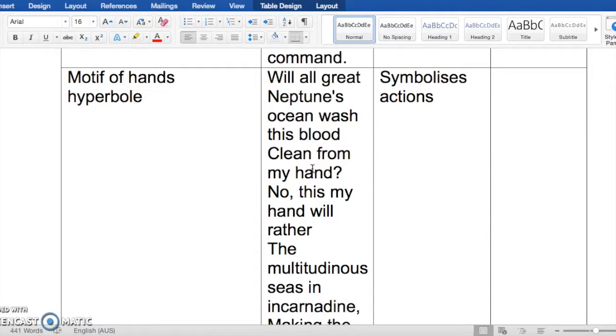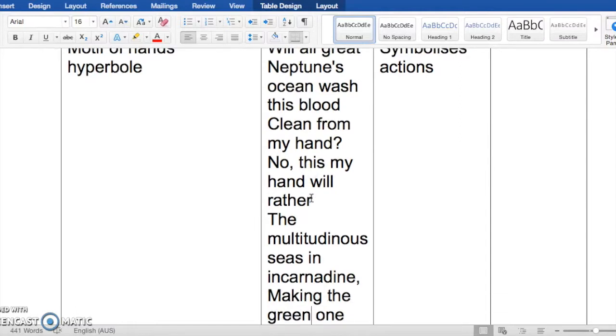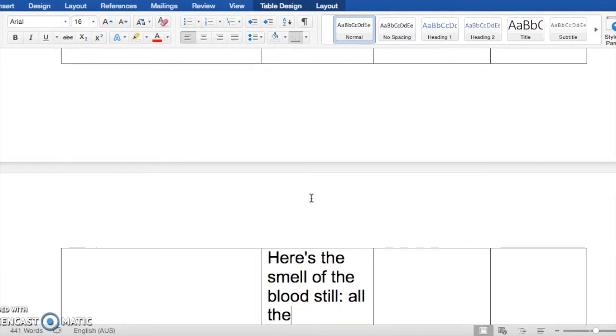So here the motif of hands symbolizes actions. And I'm not going to go into detail because I've shown you an example of how you would write a paragraph. Down the bottom, we're going to go through it. So just so you know, hyperbole just means exaggeration. It's the technical term in English for exaggeration. So he uses the exaggeration that all the waters of the world couldn't wash his hands.